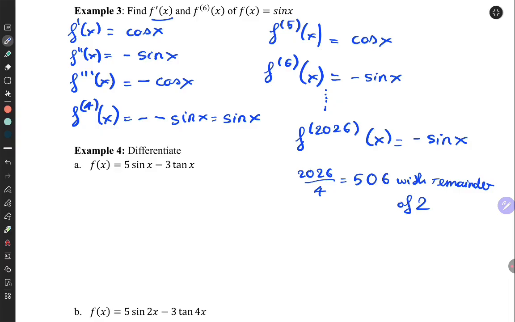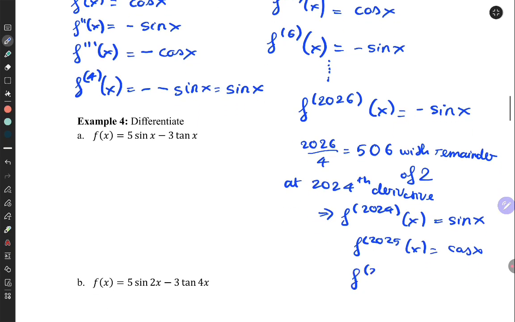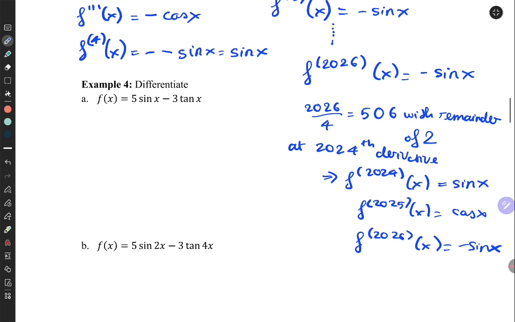So at the 2024th derivative, you return to this, right? Now you go 2 more. 5th, 6th, there you go. That's the explanation. Okay. See the pattern?